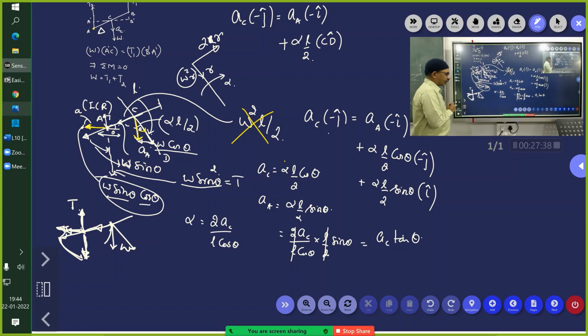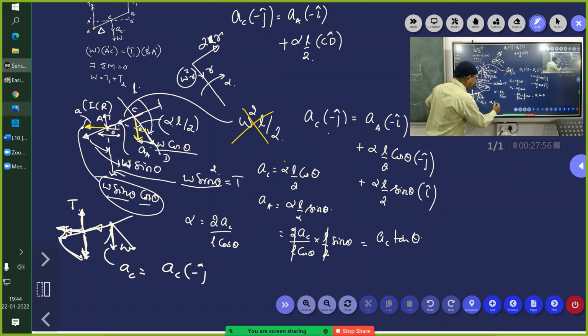Sir, even if we take that force, the acceleration of the center of mass will still be downwards. Yes, see, that's what we said. The acceleration we told is AC, down only. I wrote AC as AC minus j cap. For AC, I have not added any i component. The center of mass of the system has come down only. It has not gone to the left.